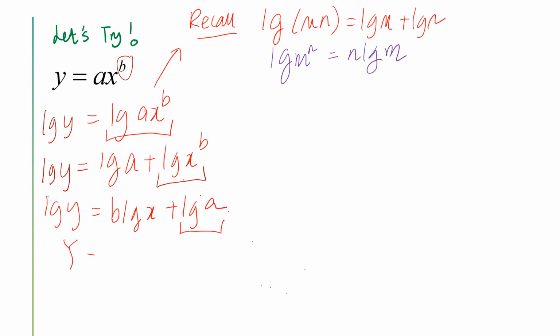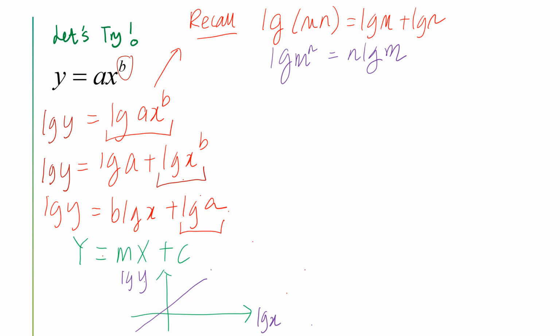So if you were to compare it with your straight line, the linear form, y equals mx plus c, right? And then if you represent it graphically, can you see that on the x-axis, it will be log x. On the y-axis, that will be log y. And then if I just draw a random straight line, the gradient will be the letter b. And this value here would be your y-intercept, which is log a.